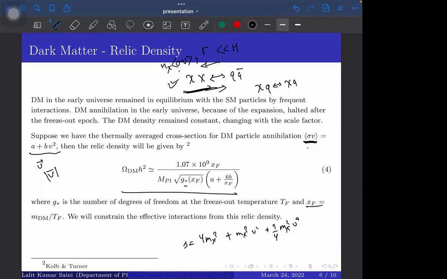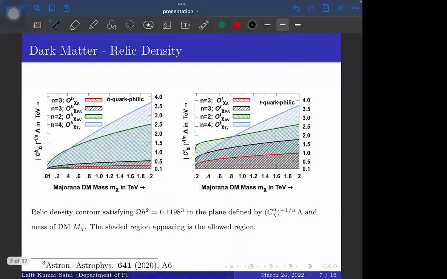And now, using this value, 0.1198, which Planck recently gave in 2018, I will try to constrain this sigma v. Using this constraint, I am fixing my dark matter mass with the coupling, not the coupling, but this factor. This is approximately lambda, you can say, for the c equal to 1 case. So the shaded region is the allowed region.